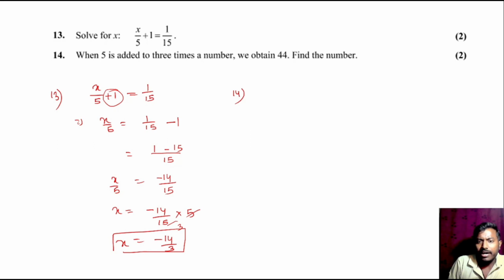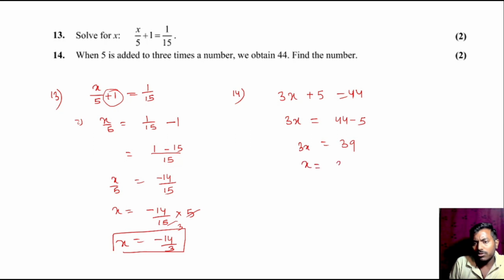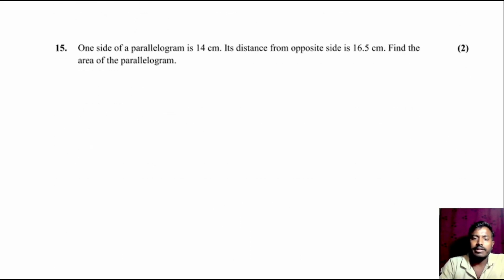When 5 is added to 3 times a number, that is x, we obtain 44. Find the number. Okay, so write down 3x equal to 44 minus 5 equal to 39. So x equal to 39 divided by 3. So x equal to 13. Clear? Next, question number 15.